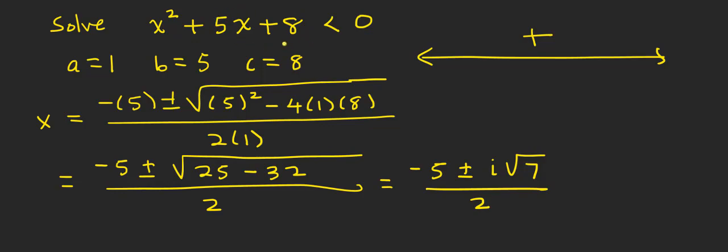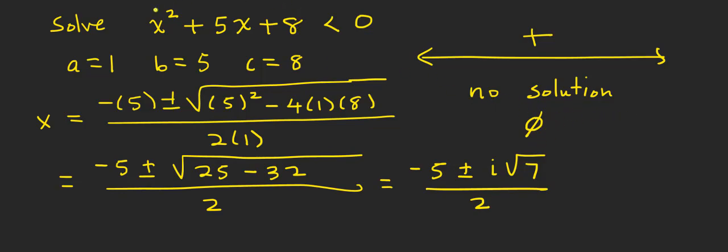So now, when is this less than 0? Since this is positive, that will never happen. So what can we conclude? No solution. Or we use this symbol, 0 with a slash, which represents the empty set. This is a notation for no solution.